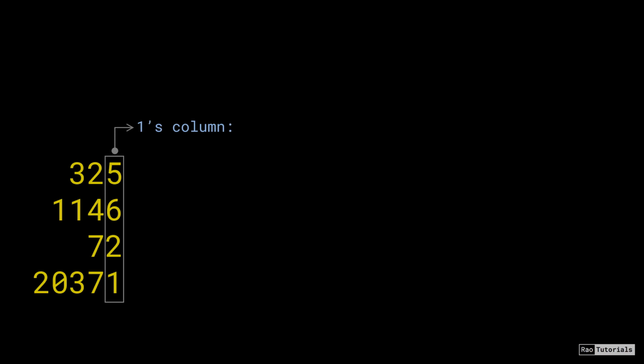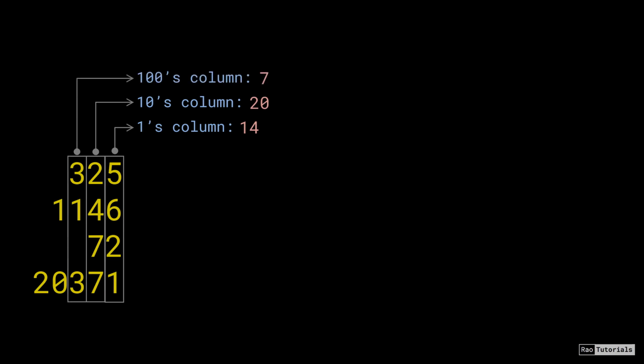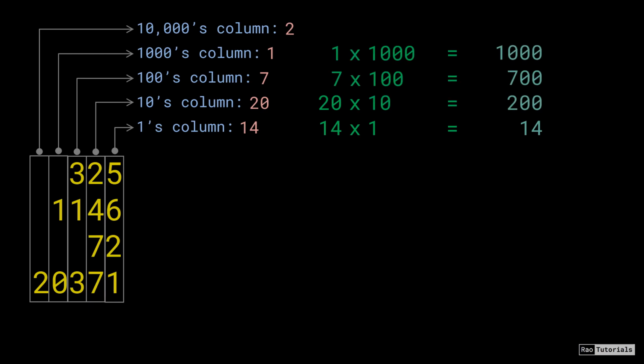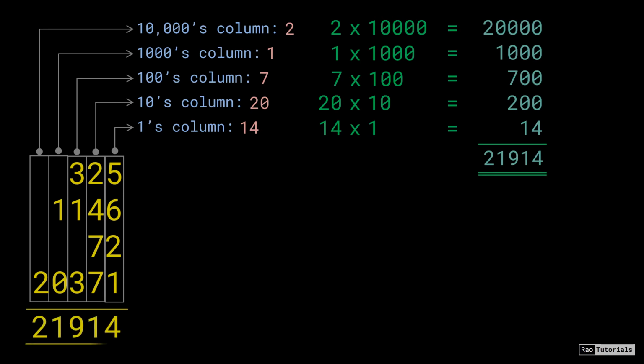Suppose we have a list of numbers. The sum of the digits in the units column is 14, tens column is 20, hundreds column 7, thousands column 1 and 10,000s column 2. So this list of numbers has 14 ones, 20 tens, 7 hundreds, 1 thousand and 2 10,000s, which adds up to 21,914, which obviously is equal to the sum of this list of numbers.